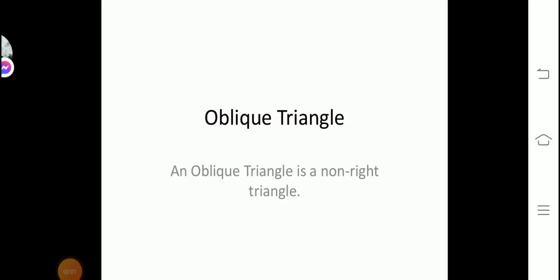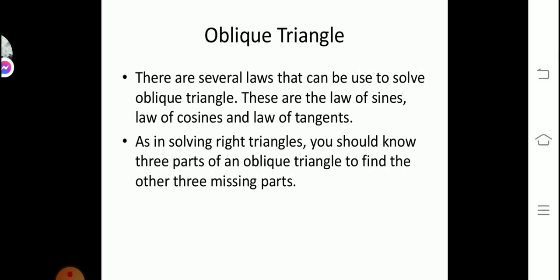Hello everyone, our topic for today is oblique triangle. An oblique triangle is a non-right triangle. There are several laws that can be used to solve oblique triangles. These are the law of sine, law of cosine, and law of tangent.